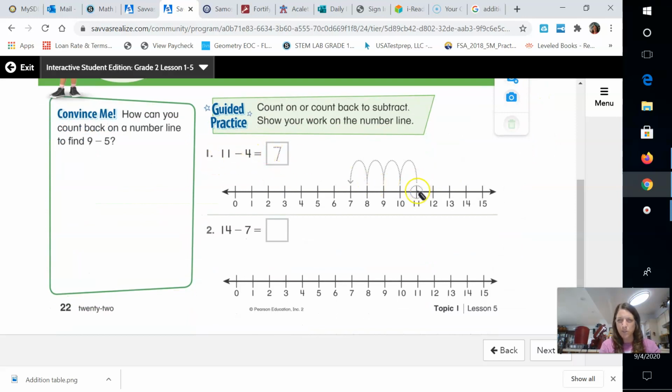On this first one, they started at 11 and they went back 4 times. 1, 2, 3, 4, and they landed on the 7. Okay? You're going to do this one however you want to try it. And I want you to figure out this one over here, a 9 take away 5.